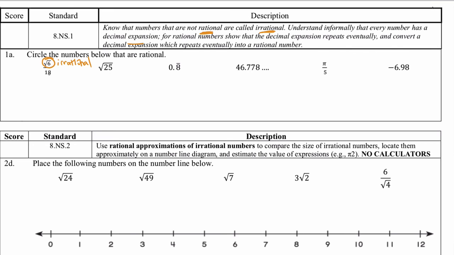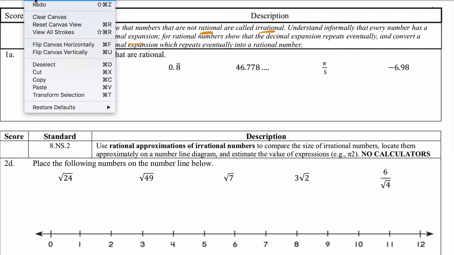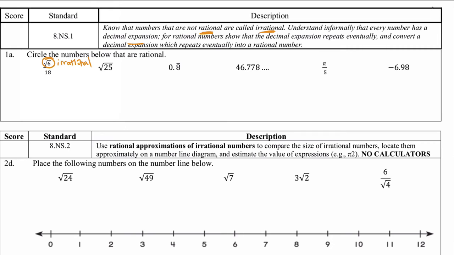So this one is not rational. It actually says circle, so let's not circle that. Whoops. It says circle, so we want to be careful that we're not circling something, so let's cross that one off. The square root of 25 is 5. 5 times 5 is 25. So that one is rational, so I'll circle that one.